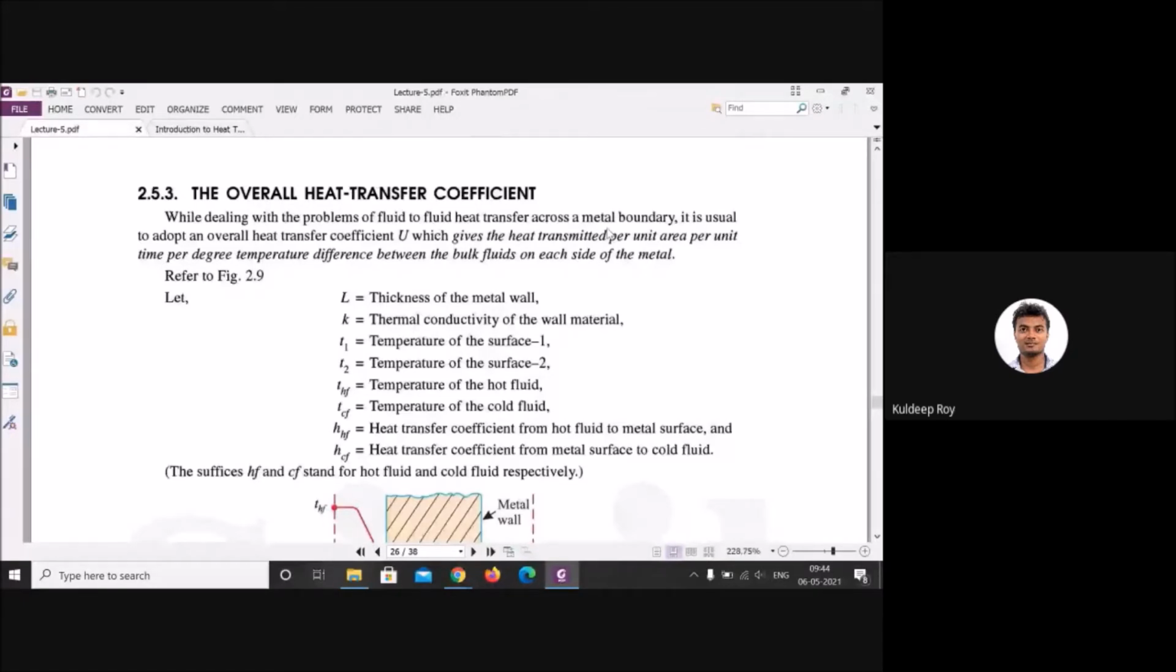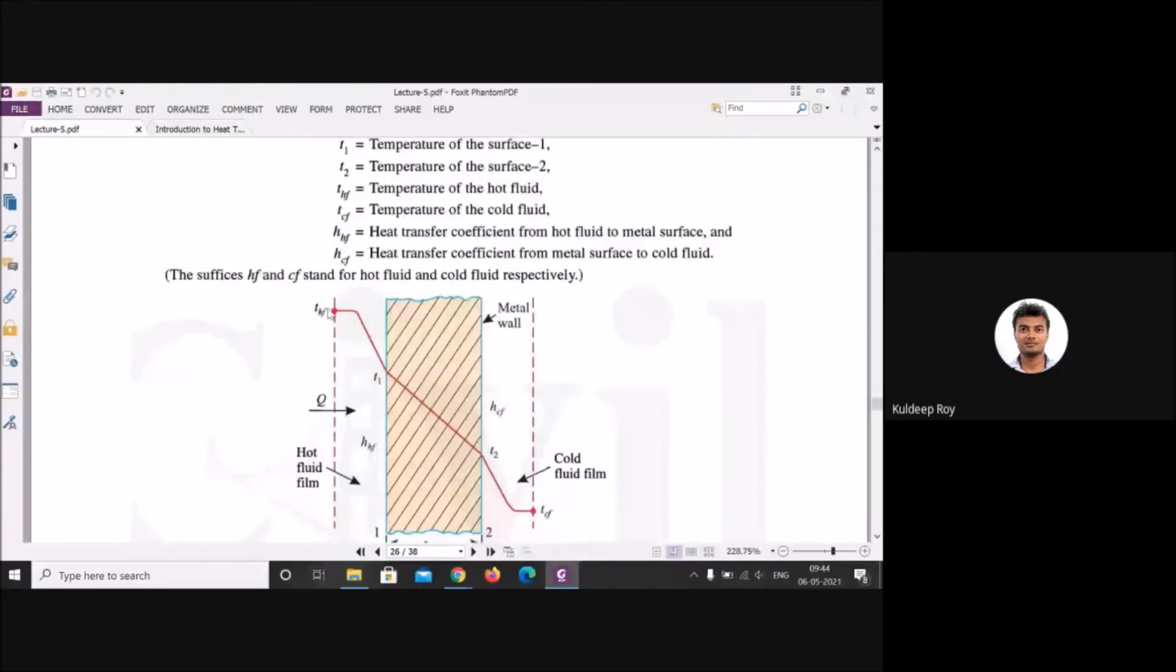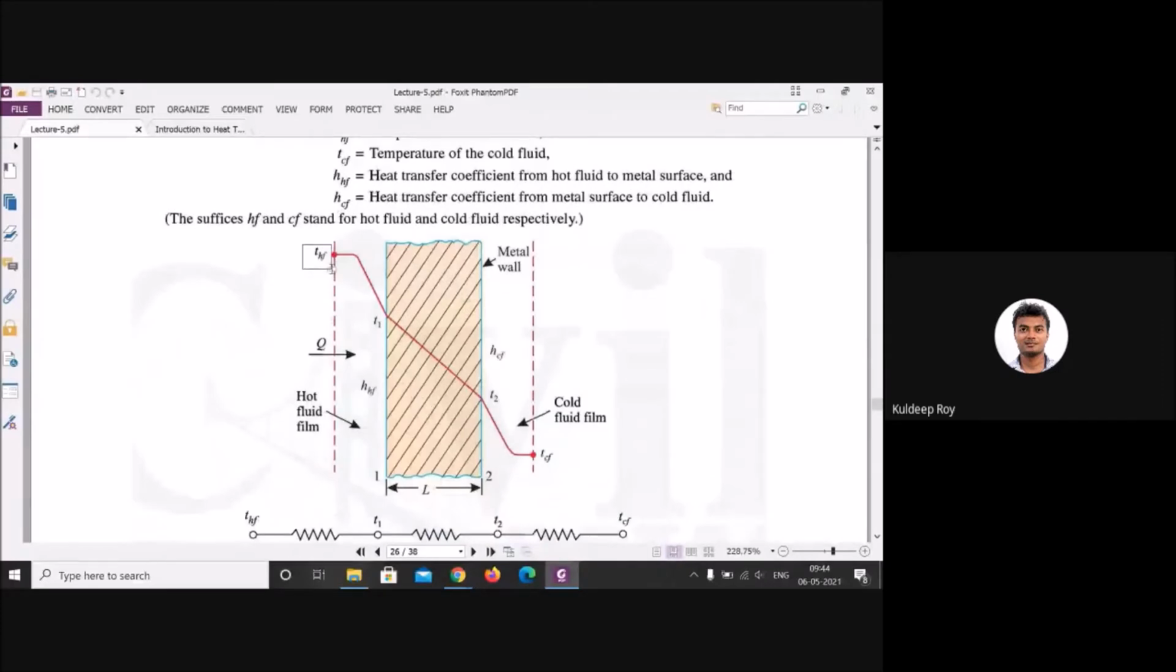It is usual to adopt an overall heat transfer coefficient U, capital U, which gives the heat transmitted per unit area, per unit time, per degree temperature difference between the bulk fluid on each side of the metal. What he is saying is, if your heat will transfer from this position to this position, then you have to talk about the temperature difference, your T hot and T cold. This is THF, the hot fluid film, and TCF, this is the cold fluid film. Then you have to take the difference, and the whole thing you can easily determine as the overall heat transfer.